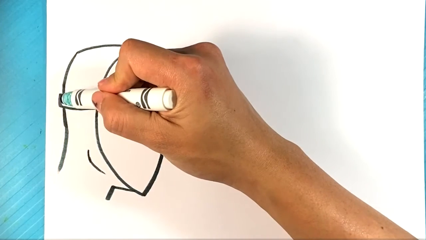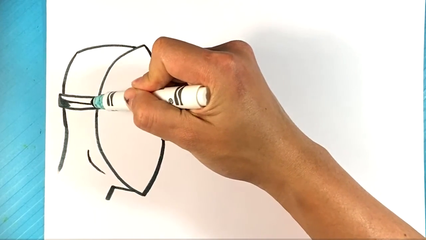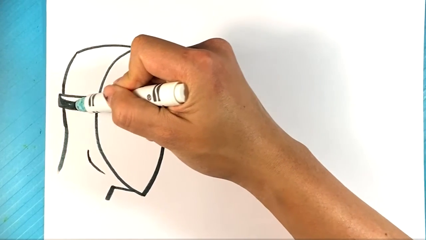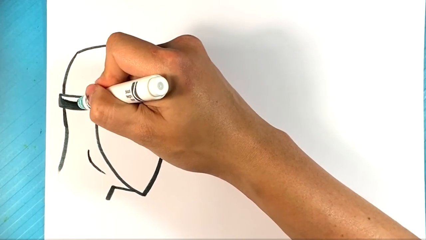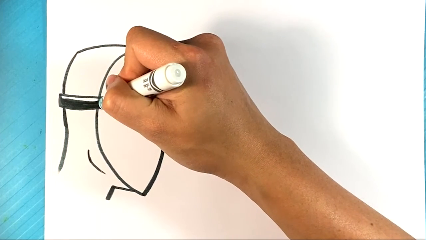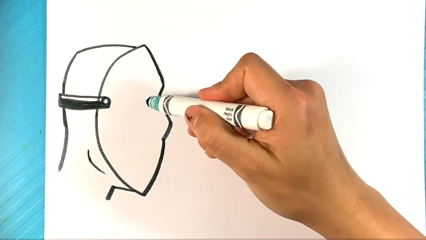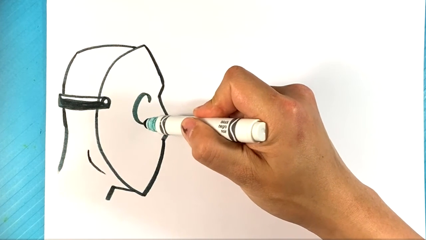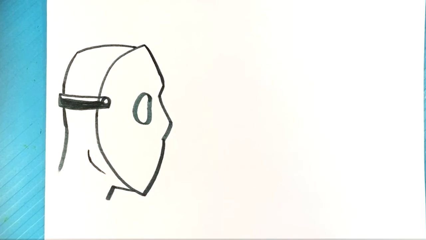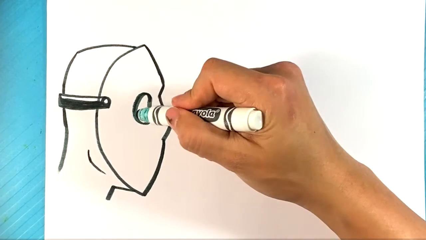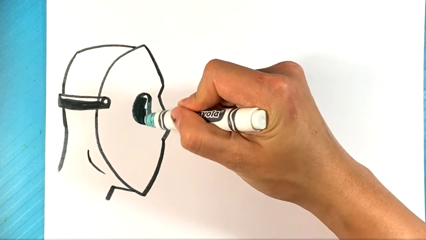And what I'm going to do is fill in most of this elastic band there. You can do all of it, you can do some of it, totally your decision. Okay, let's go in here to his eye. It's got more of an elongated shape here because you're seeing it from the side. And I'm going to fill that in.